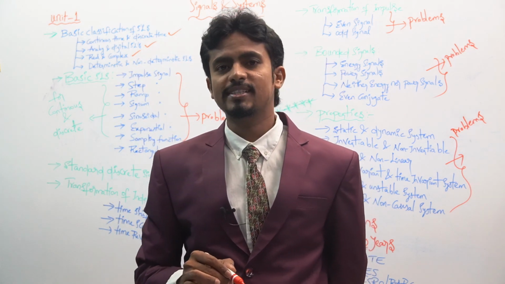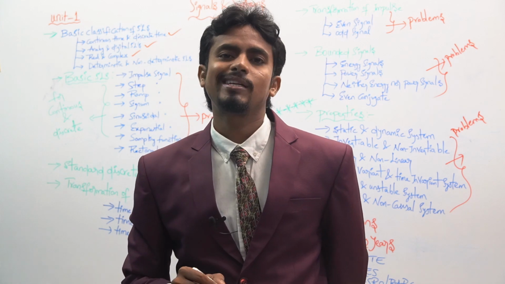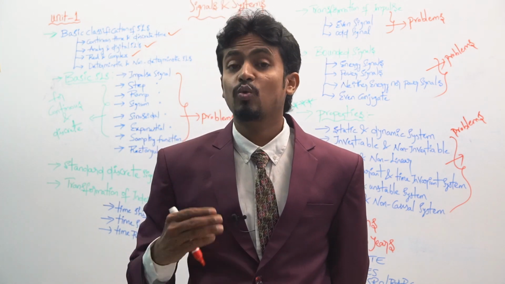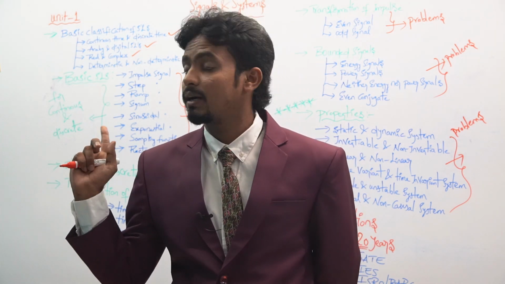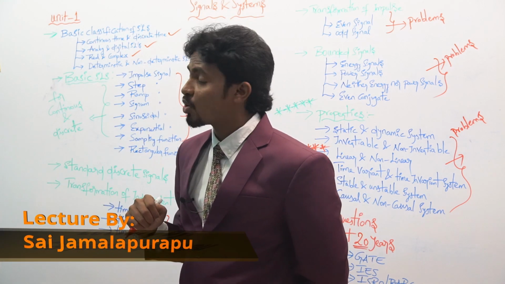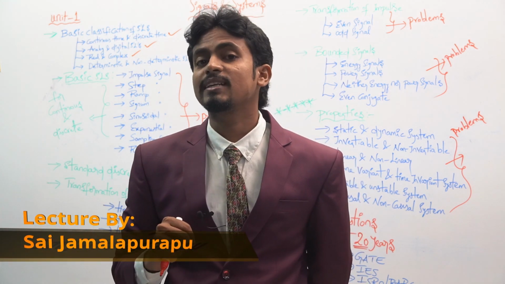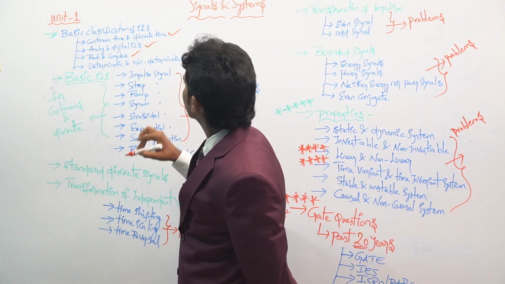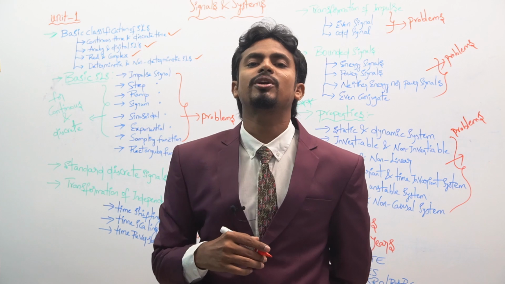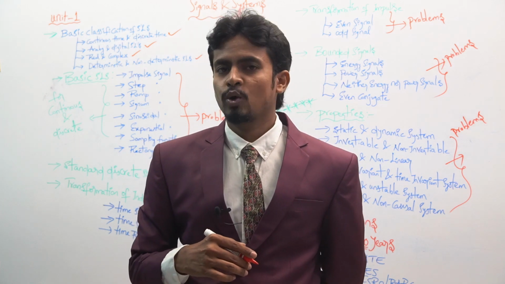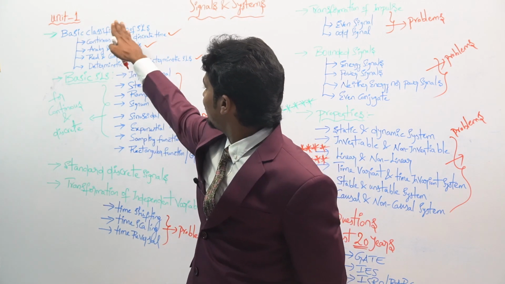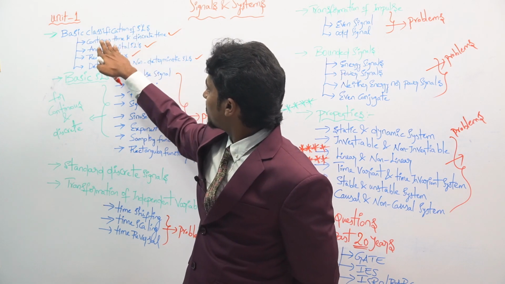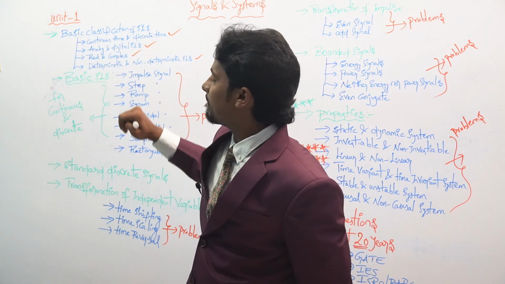What is meant by real signal? How can we use the real signal in signals and systems? And what is meant by complex signal? And how can we use this complex signal in signals and systems? And next, what is meant by deterministic signal and non-deterministic signals? Okay, this comes under the basic classification of signals.